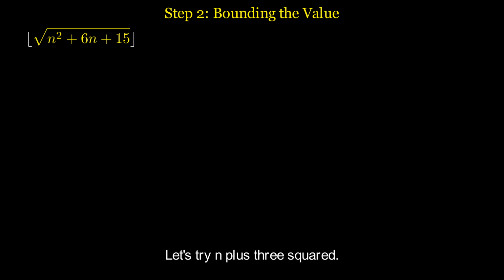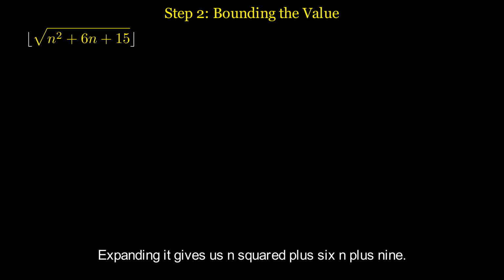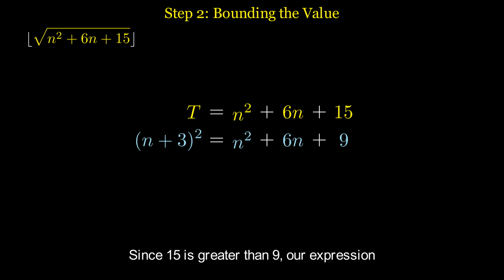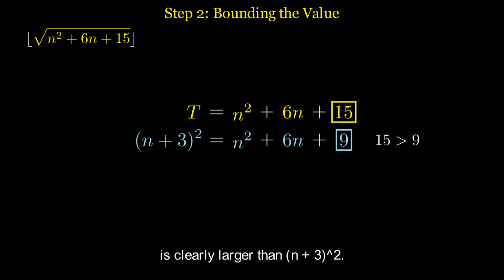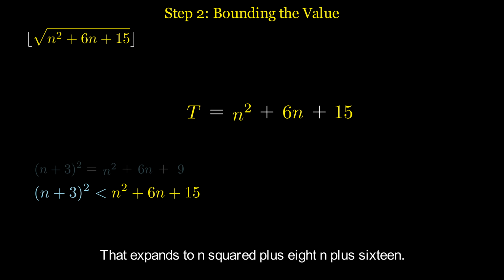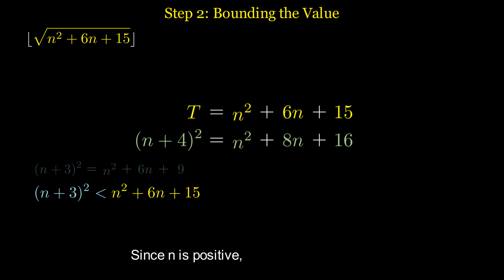Let's try n plus 3 squared. Expanding it gives us n squared plus 6n plus 9. Since 15 is greater than 9, our expression is clearly larger than n plus 3 squared. What about n plus 4 squared? That expands to n squared plus 8n plus 16. Since n is positive, 8n plus 16 is clearly larger than 6n plus 15.